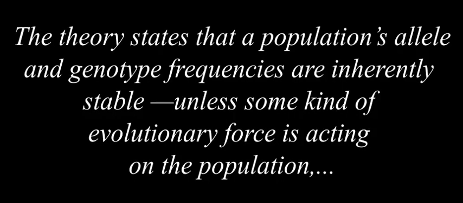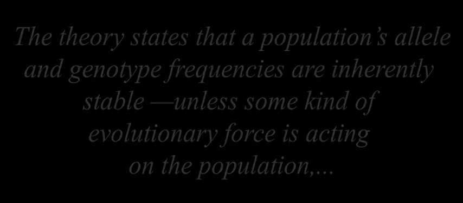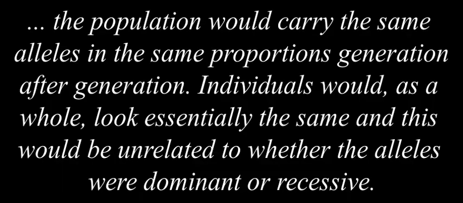The theory states that a population's allele and genotype frequencies are inherently stable unless some kind of evolutionary force is acting on the population. The population would carry the same alleles in the same proportions generation after generation. Individuals would, as a whole, look essentially the same, and this would be unrelated to whether the alleles were dominant or recessive.